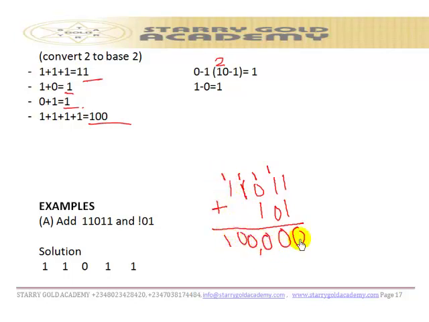So the answer is in base 2. I believe you understand what I just did. You can go through it again. 1 plus 1 is 10. Once you add, you carry the 1 to the next number and then add it. So let's move to the next example.